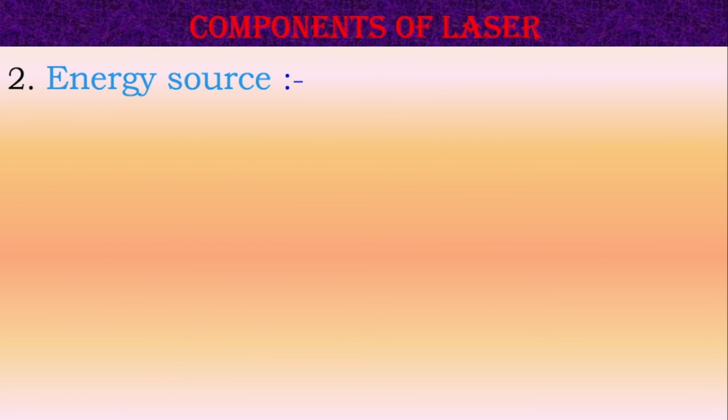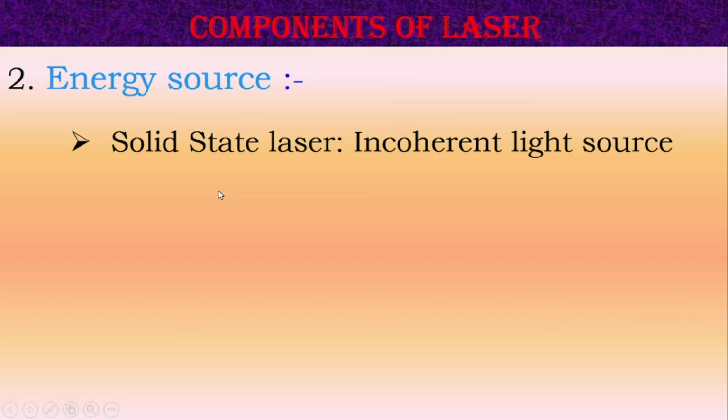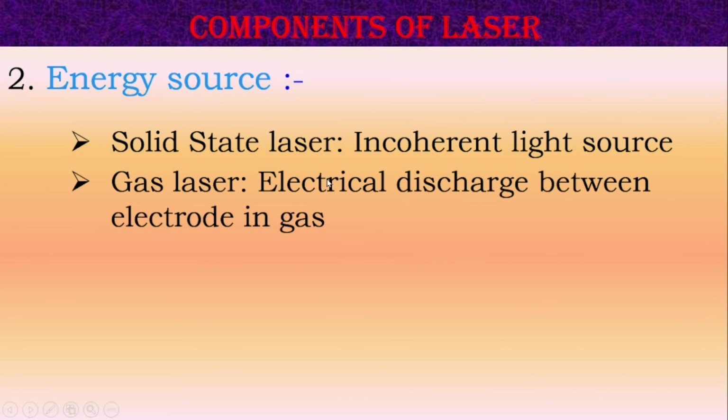Now let us see the second component of laser, the energy source. In solid state laser, an incoherent light source is used as the energy source, in gas laser, electrical discharge between electrodes is used as the energy source, and in dye laser, other lasers are used as the energy source.